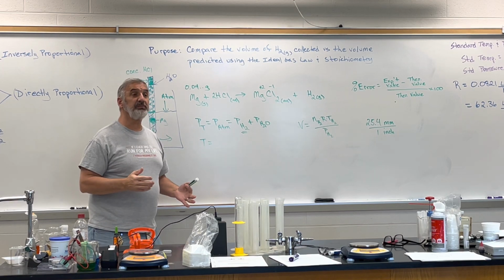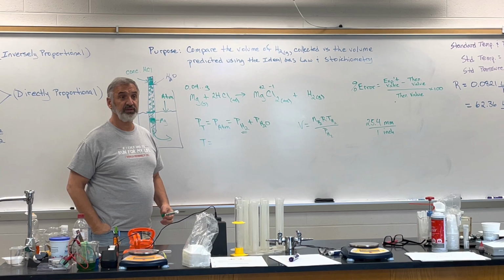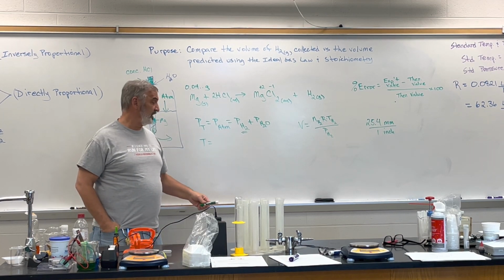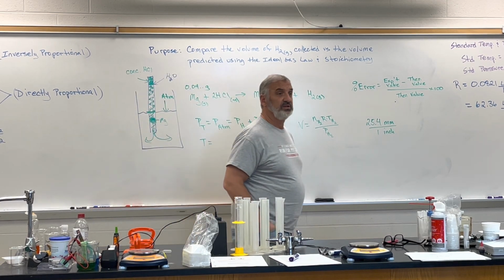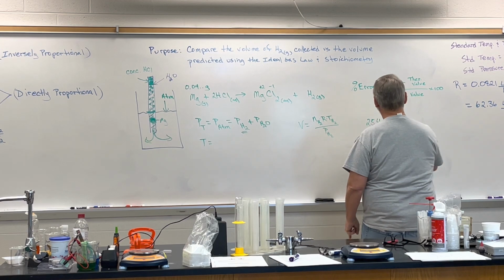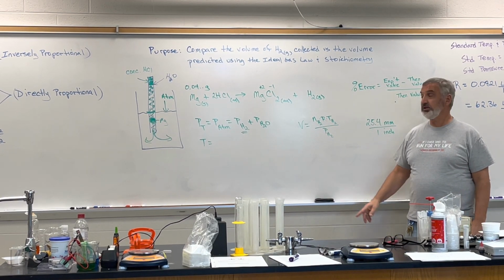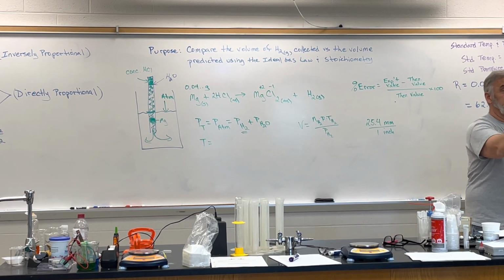That gets you millimeters of mercury. Now, how many millimeters of mercury are there in an atmosphere? 760. So divide by 760 and you get atmospheres. Or you can use millimeters here and just use the 62.36. You probably want millimeters because the water vapor pressure is in millimeters.